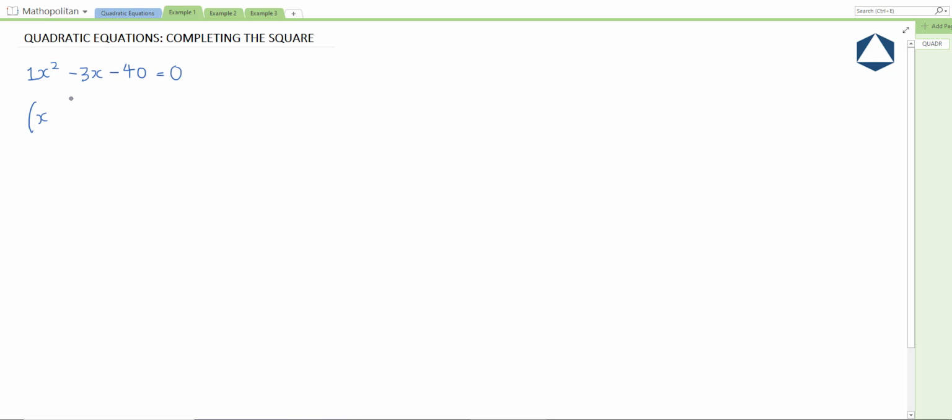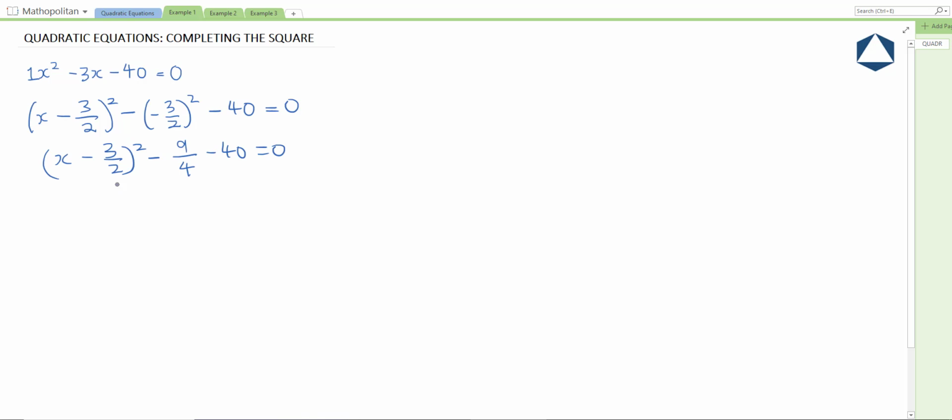Take x, then minus, then we take 3 and divide by 2, just half it, and then to the power of 2, and then we minus negative 3 over 2 to the power of 2. So take note that we're just taking the number here, minus 3 over 2, minus 3 over 2. Then there is minus 40 here, equals 0. So this will be x minus 3 over 2 squared, and then this will be minus 9 over 4 minus 40 equals 0.